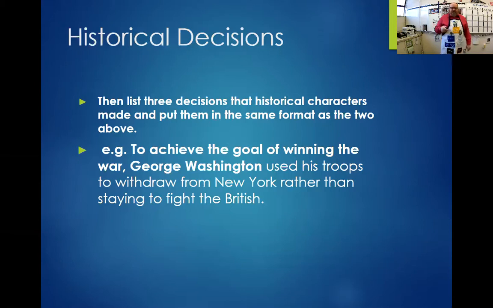All right, then I want you to list 3 decisions that historical characters have made, and put them in the same format as you did previously. So for example, to achieve the goal of winning the war, George Washington used his troops to withdraw from New York rather than staying to fight the British, because that was a losing battle.